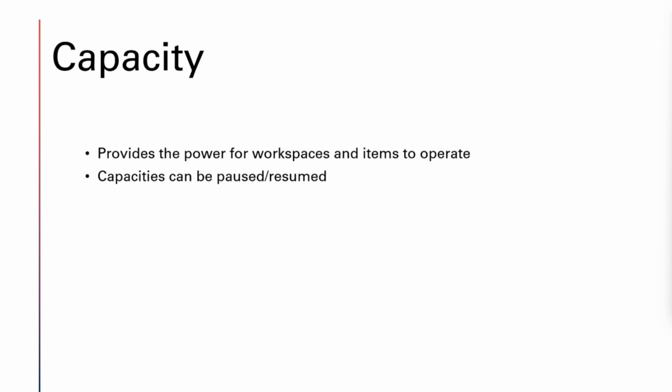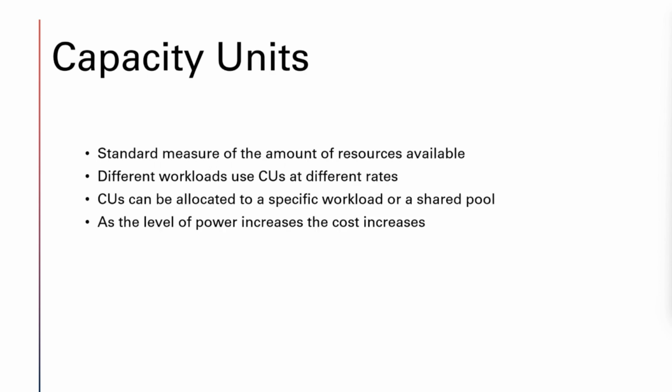Within a capacity is the concept of capacity units. Capacity units are a standard measure of the amount of resources available, such as compute and memory. Different workloads use capacity units at varying rates. Capacity units can be allocated to a specific workload or drawn from a shared pool where multiple workloads share the units, rather than dedicating specific resources to individual tasks. The key point is that higher power requirements will result in higher costs.